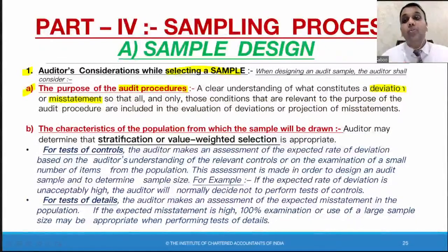The auditor needs to develop a clear understanding of what would be his tolerable level of deviation or misstatements, so that only those conditions that are relevant to the purpose of the audit are included in evaluation of deviations or projection of misstatements. So we have found a deviation using audit sampling, and we have found misstatements. We should be, as an auditor, clear, have clarity as per our audit procedures, what is actually a deviation and what is actually a misstatement for specifically our audit program.